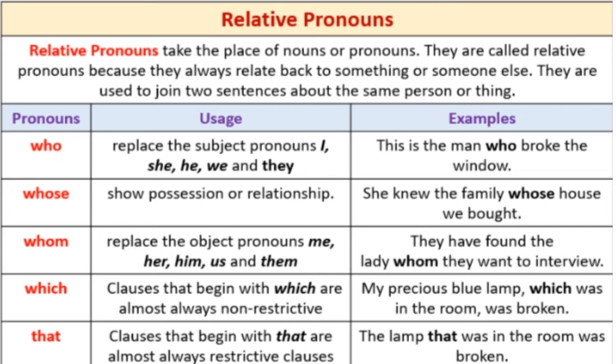But here they are telling us that which is almost non-restrictive. It is not essential in the sentence. I can say the sentence without it. I can say my precious blue lamp was broken and delete which was in the room. So it is non-restrictive, not essential or important in the sentence. But that is restrictive, so I cannot omit it from the sentence.